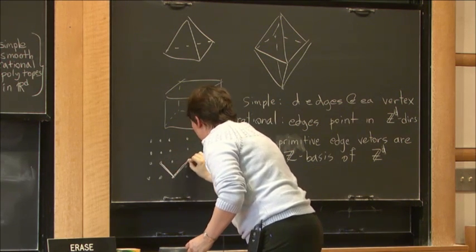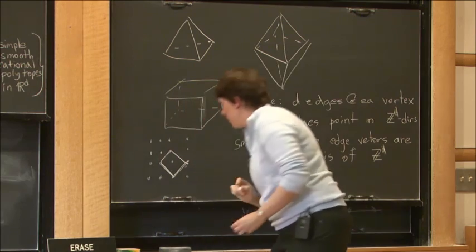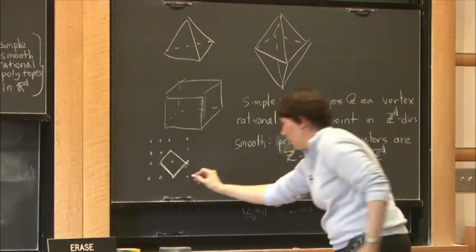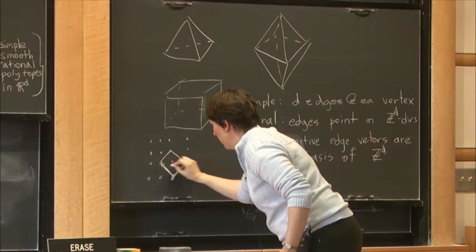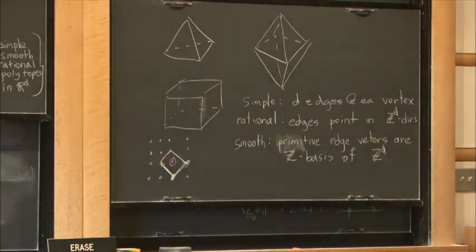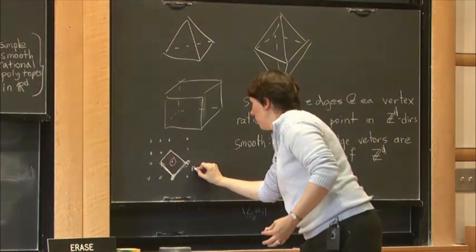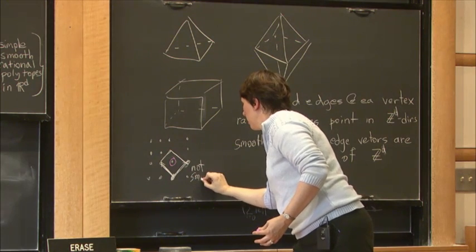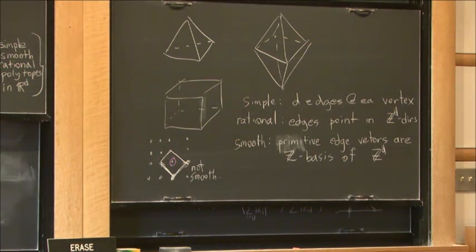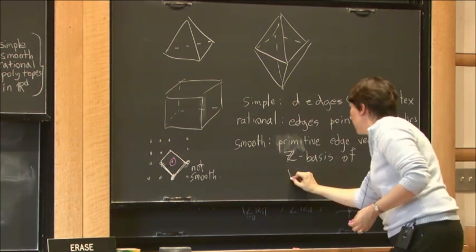But how it sits with respect to the lattice is important, because that diamond, which looks like a square, is shifted. If I look at the edges from this vertex, I can't get to that lattice point with Z combinations of those edges. So this is not smooth. From every vertex, you look at the edges going out. Yeah, for every vertex.